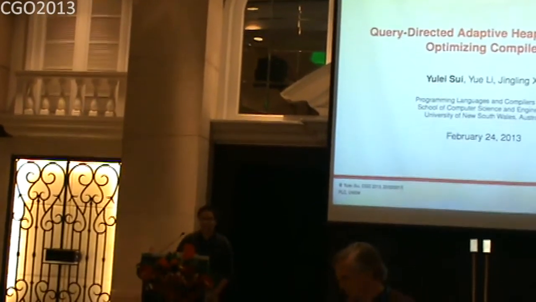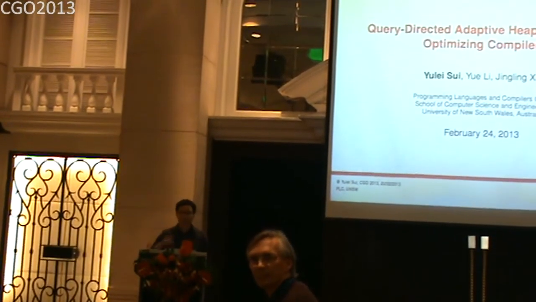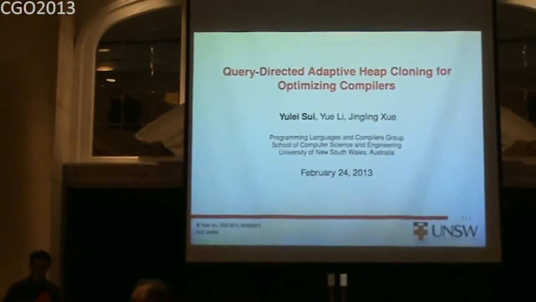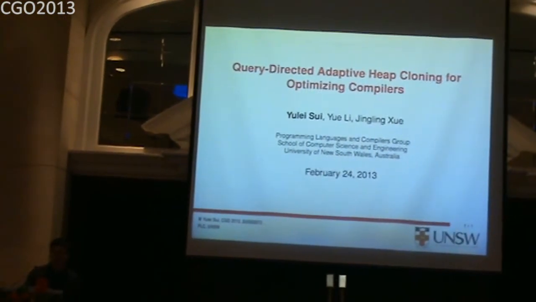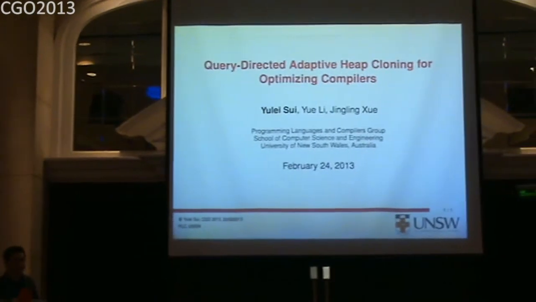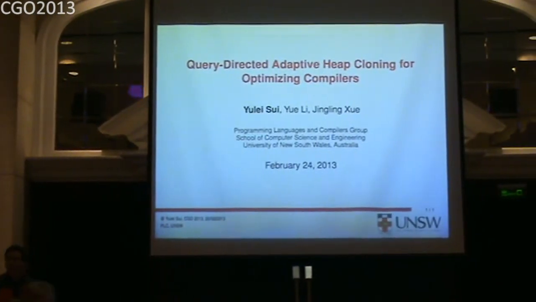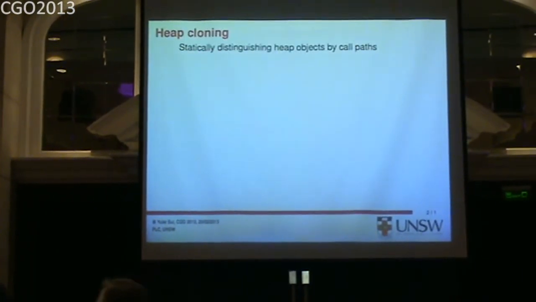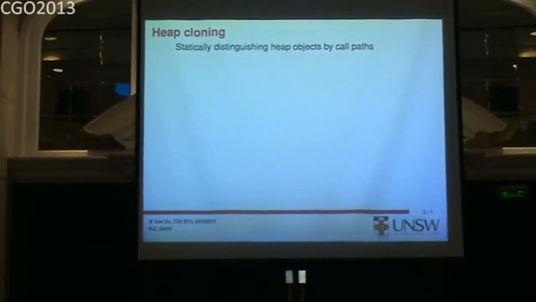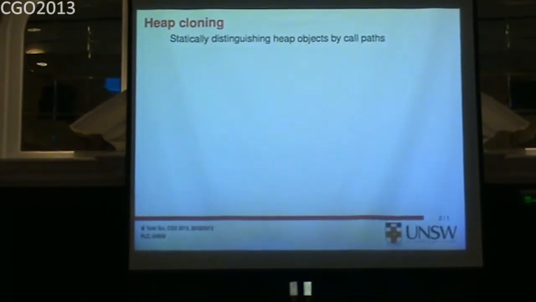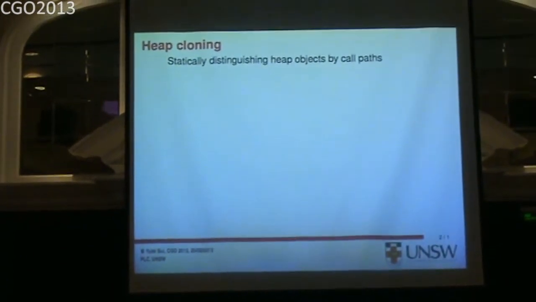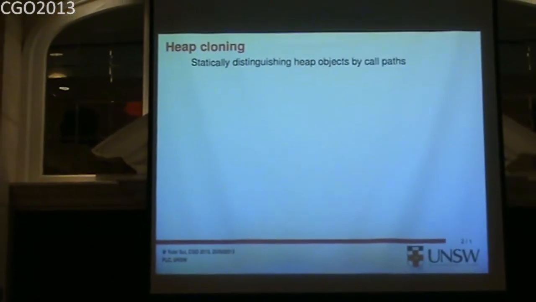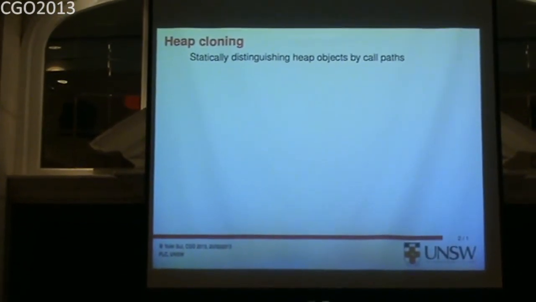Welcome to my talk. Today I will give a talk about our work, query-directed adaptive heap cloning for optimizing compilers. It is well known that pointer alias analysis has been used extensively in modern compilers. And in pointer analysis, we need a heap model to model how heap objects are analyzed. Heap cloning aims to statically distinguish heap objects by call paths.